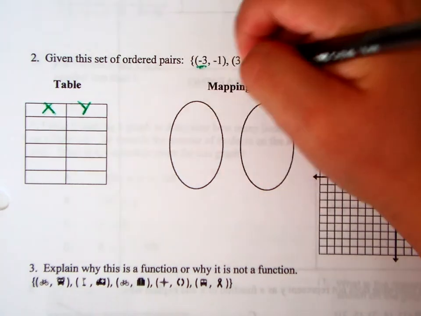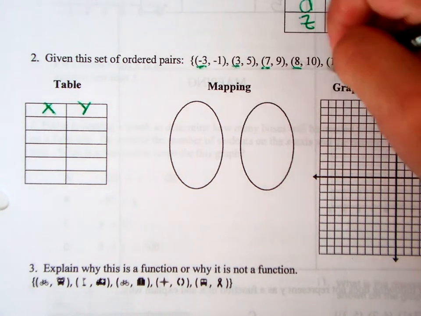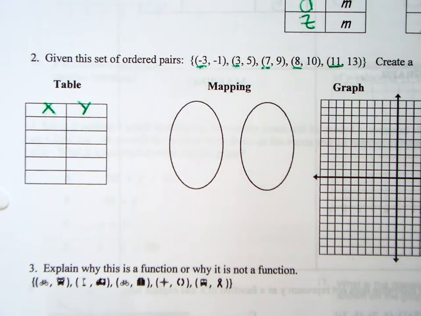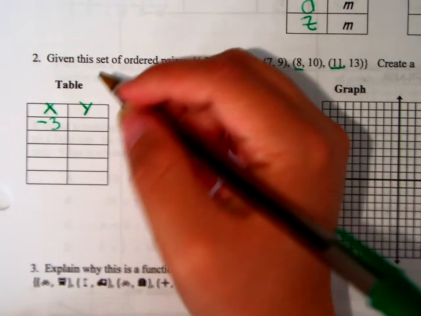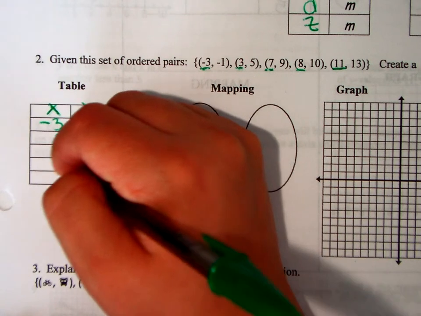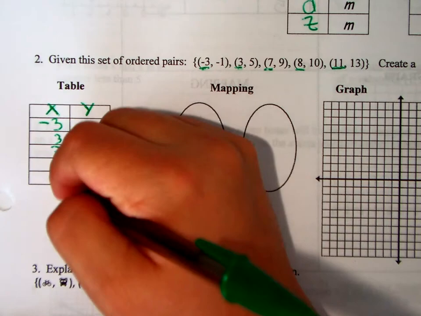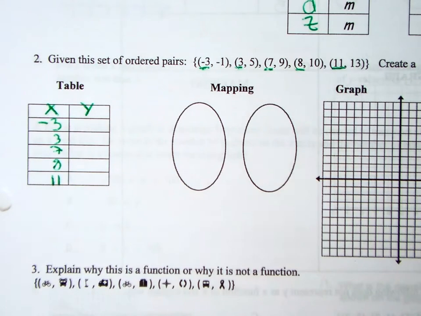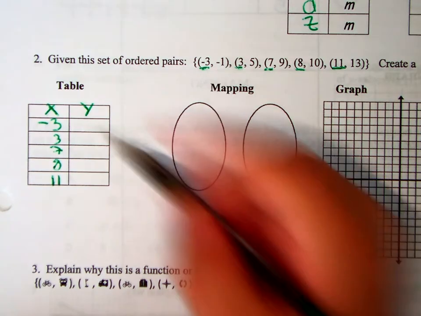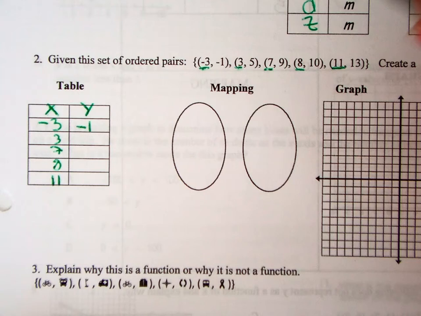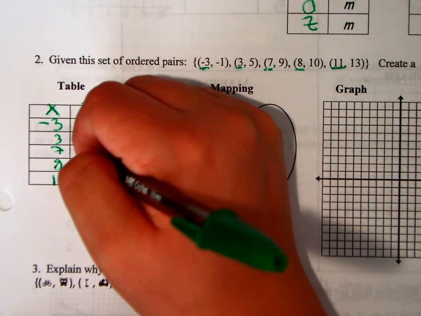So that's our X values here. What is the smallest X value that they give us? And then keep going. -3, 3, 7, 8, 11. Now, with the y's, do I put those in order as well? No. I have to make sure to do what? Make sure they go together. So -3 has to be with -1. 3 goes with 5, 7 with 9, 8 with 10, and 11 with 13.